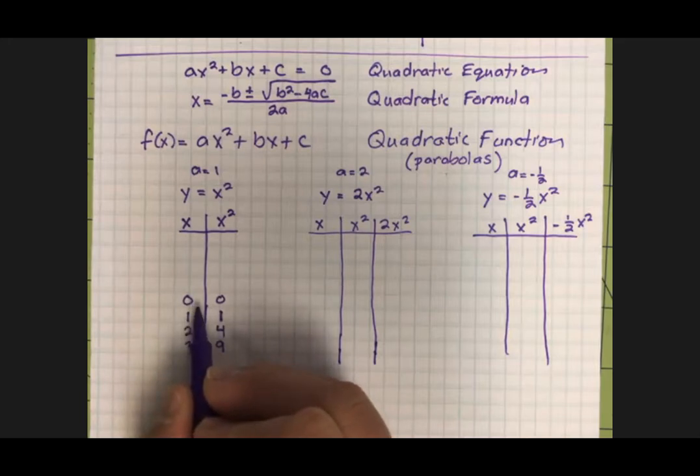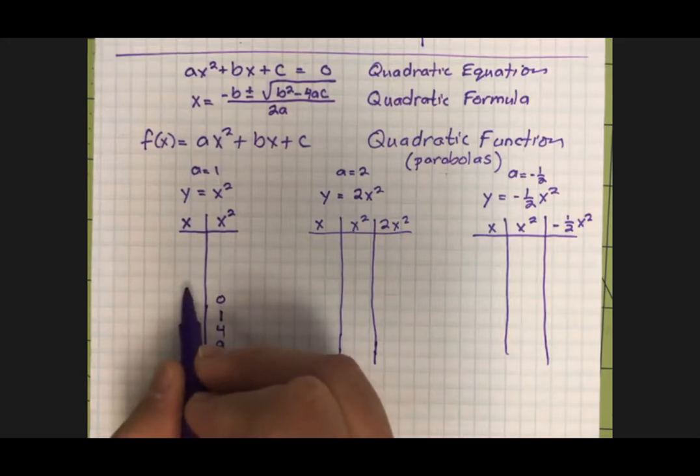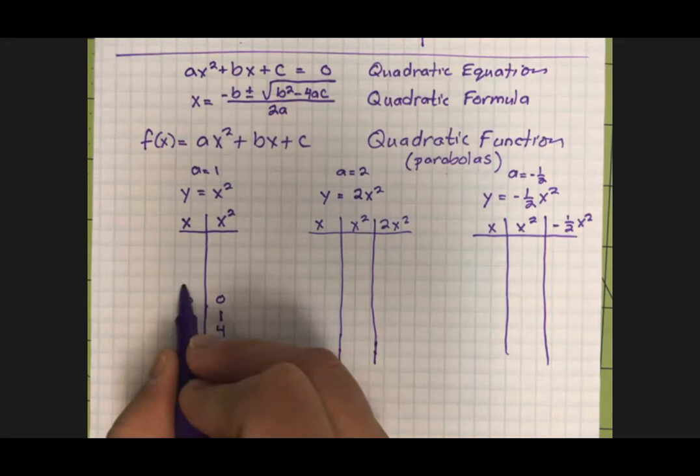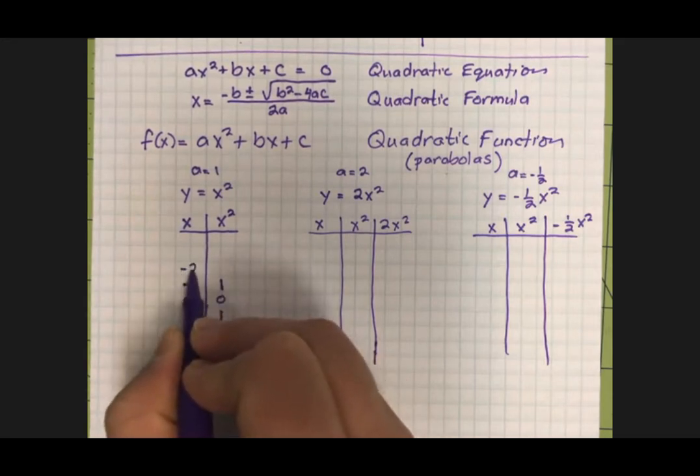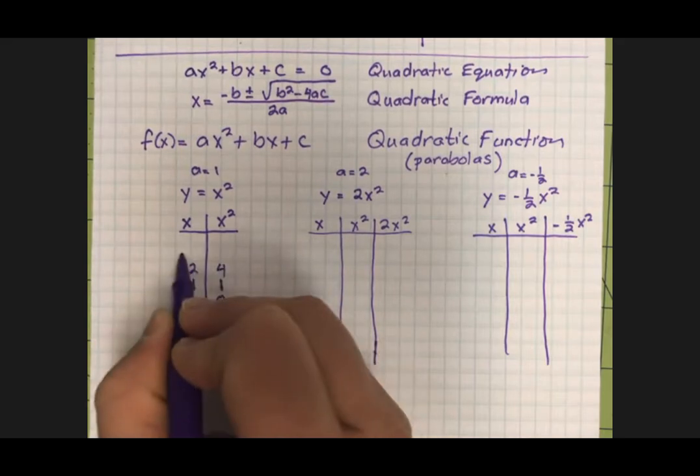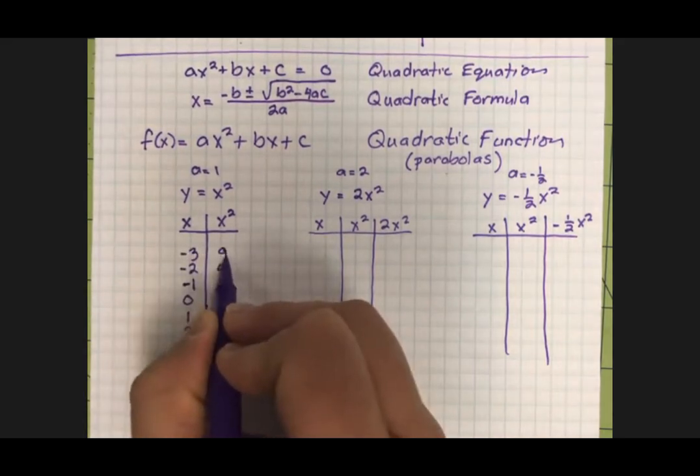Also, squaring negative numbers is not a bad deal, because a negative number times a negative number is positive anyway. So negative 1 squared is also 1. Negative 2 squared is 4, and negative 3 squared is 9.